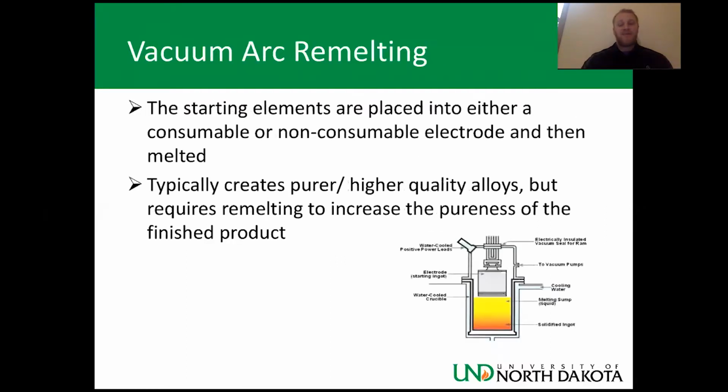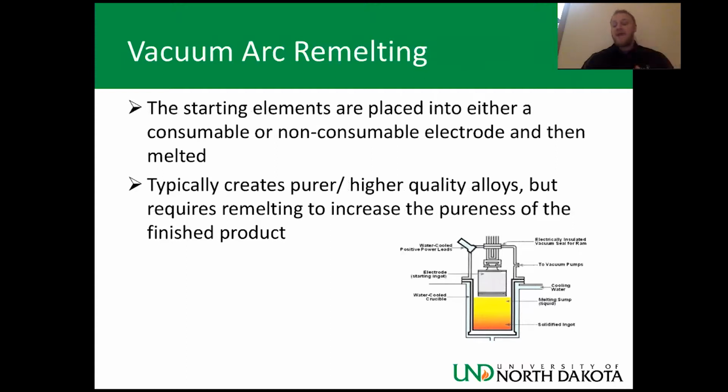Okay, so the next one we have is the vacuum arc remelting. In this one, the starting elements, typically titanium and nickel, are placed into either a consumable or non-consumable electrode crucible. Then they are melted together. So here, we're eliminating the carbon infusion, and we're eliminating all other issues that were faced in the vacuum induction melting. But vacuum arc remelting does require going through it multiple times. But we do see more pure and higher quality alloys. The only downside is the fact that you have to do this multiple times.